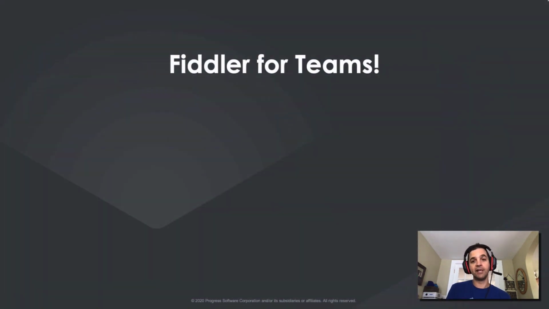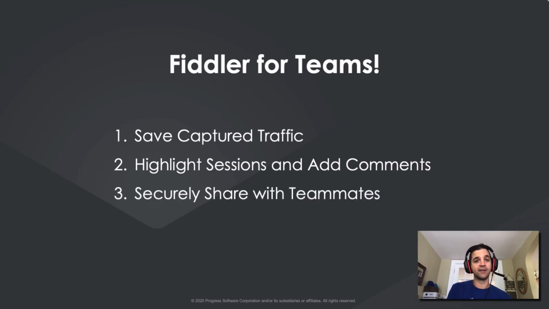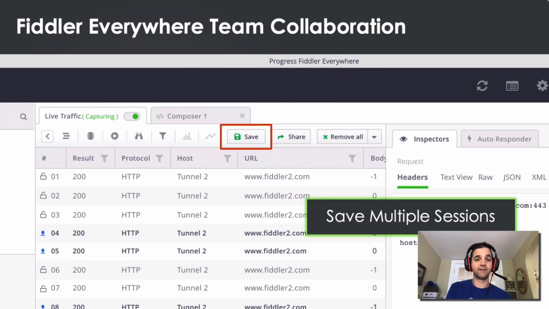Now let me briefly introduce you to the team collaboration features of Fiddler Everywhere. By using the team features, you can save captured traffic like you've been doing for years. You can highlight certain saved sessions, add comments to them, and securely share the log files and context with your teammates. Now they can open these log files in their copy of Fiddler Everywhere, and you can continue to collaborate from there. So the way this all works is very simple.